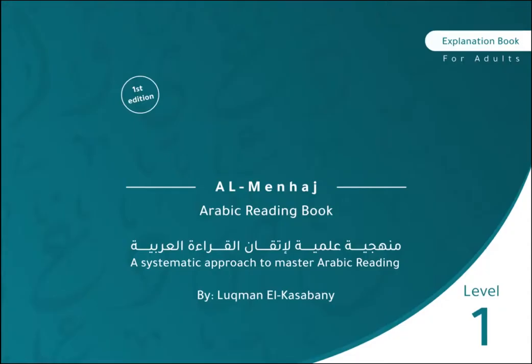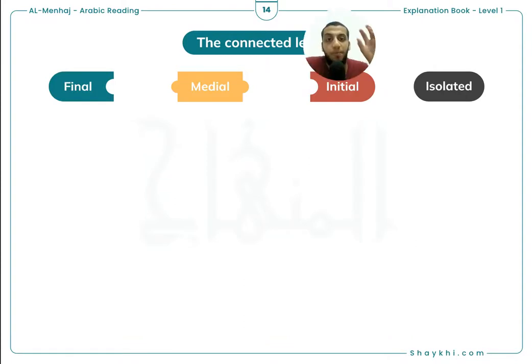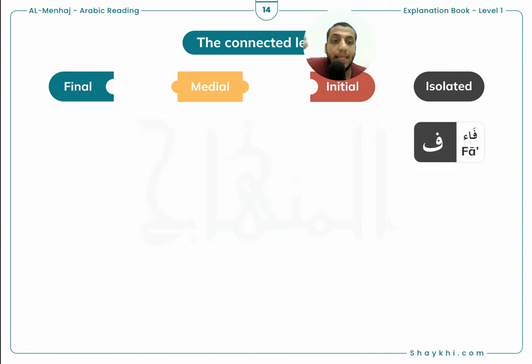This is just to remind you that we are explaining using Al-Minhaj book, the official book of the Academy. The connected letters we will take today are somehow super easy. So let's discover them. The first one is the letter fa.